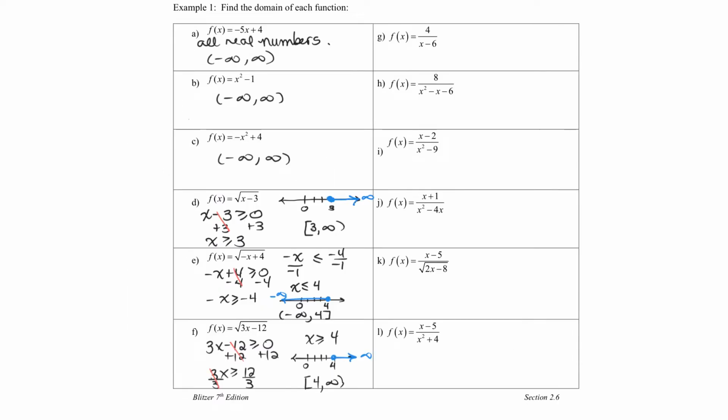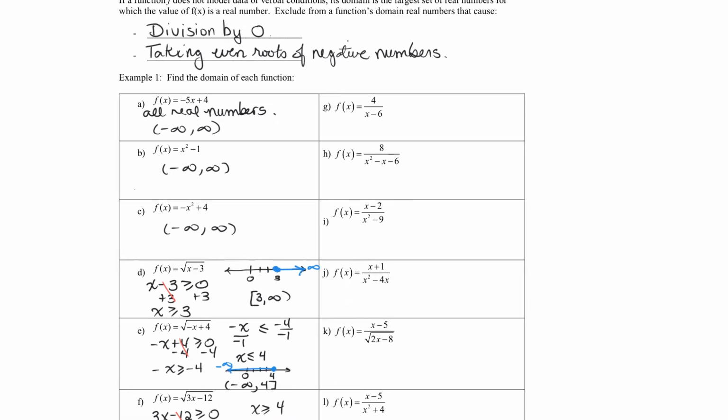So to summarize what we did on the left-hand side of these examples, any polynomial function is going to have a domain of all real numbers from negative infinity to positive infinity. If I'm dealing with a square root, I need the expression under the radical sign, the radicand, to stay greater than or equal to 0. Now on this right-hand side, we're looking at some rational functions, meaning that we're dealing with fractions.